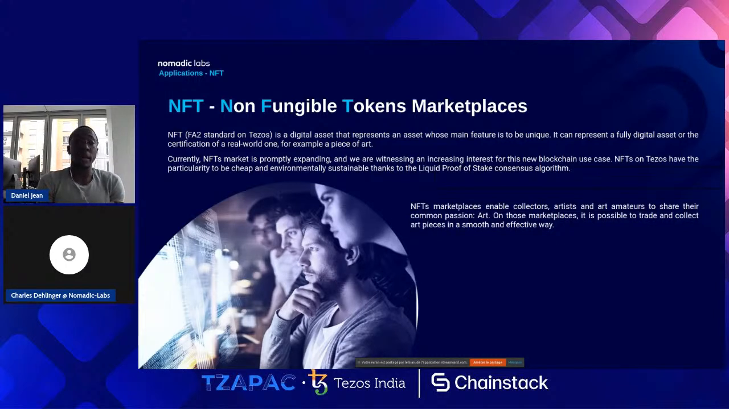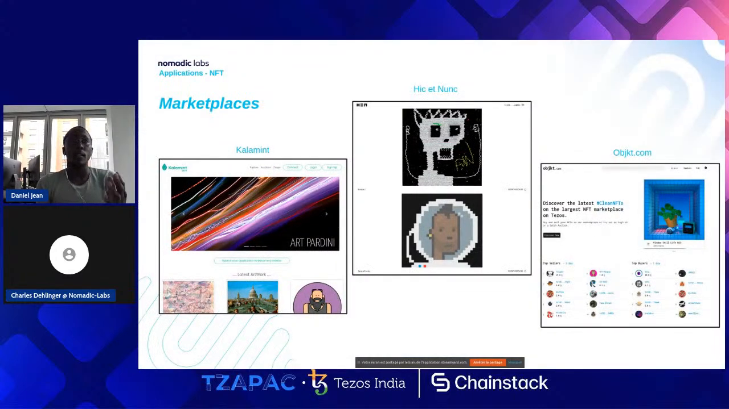So on the marketplaces, you can mint, you can burn, and you can exchange non-fungible tokens. You can even get your own collections of NFTs. As you can see on the picture, we have three of the major NFT marketplaces on Tezos. We have Kalamint, we have Hic et Nunc, and we have Objects.com. More than 200,000 art pieces have been released on Hic et Nunc so far. Objects.com is a future independent marketplace, but now it allows people to gather artworks in one place. So you can, for example, mint art pieces on Kalamint and Hic et Nunc, but see your collection on objects.com.